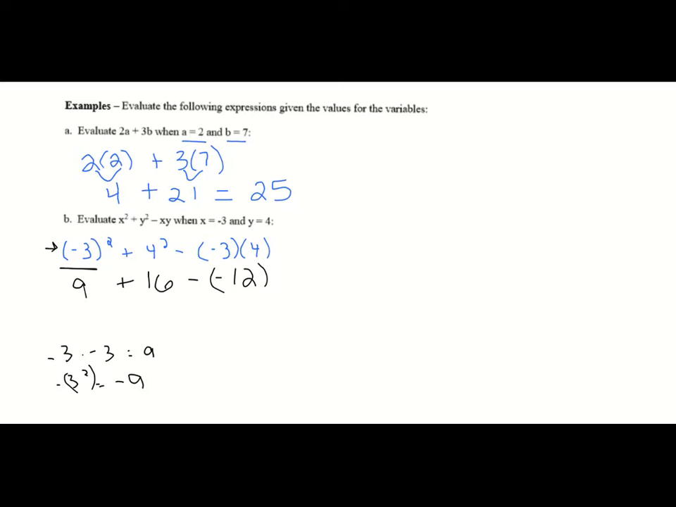All right, now all I have is addition and subtraction left. So I'm going to do it from left to right. So 9 plus 16 will give me 25 minus my negative 12. And remember, when you're dealing with integers, you take it and change it to addition of the opposite. So it's really 25 plus a positive 12. So then my answer becomes 37.